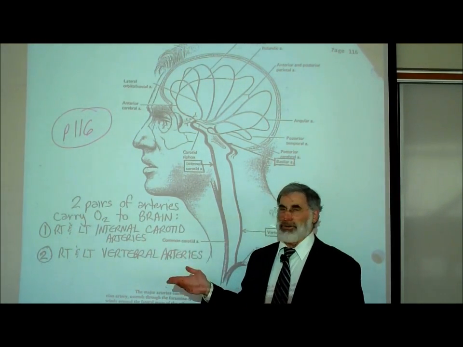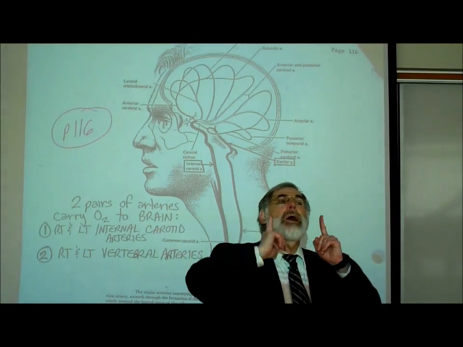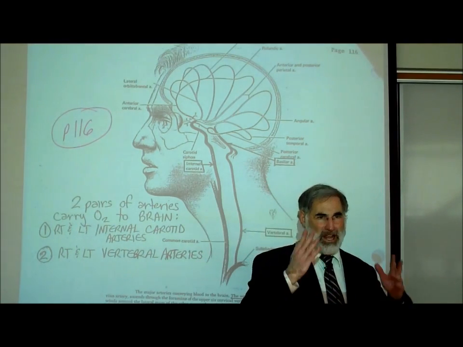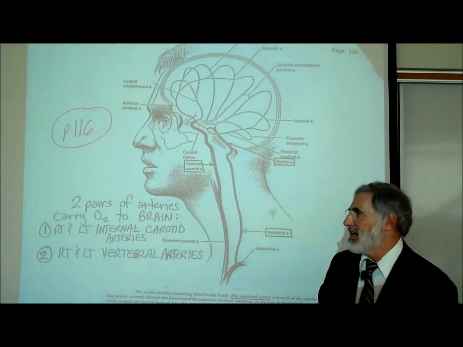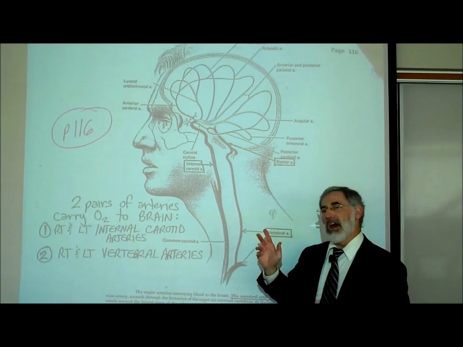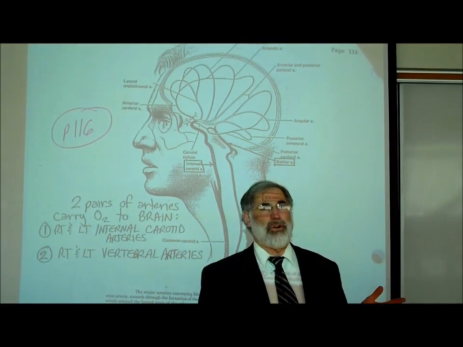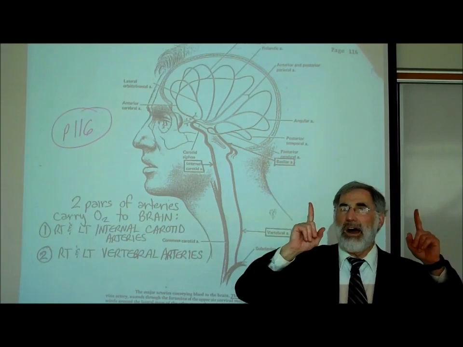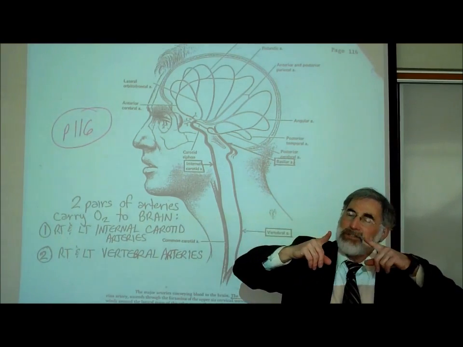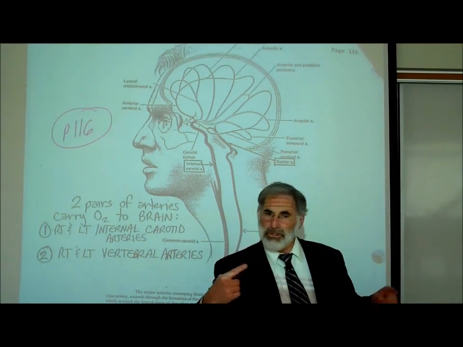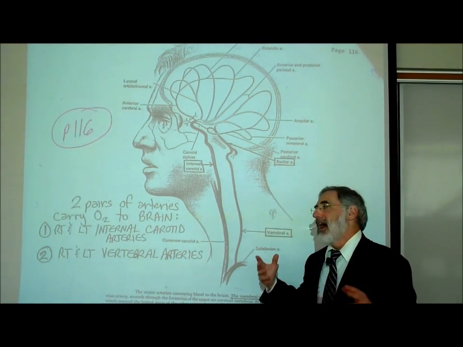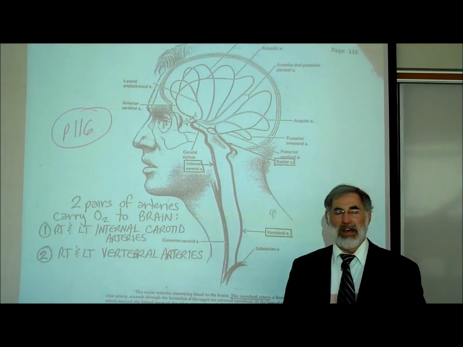A right and left internal carotid artery that travels up the neck, passes through the carotid canal of the skull, bringing oxygenated blood to the base of the brain, and also the right and left vertebral arteries. And the vertebral arteries branch off the subclavian arteries, and they travel up through the transverse foramina in the cervical vertebrae, and they pass through the foramen magnum, the big hole at the base of the skull, going in through that same opening that the spinal cord goes out through, also bringing oxygenated blood to the brain.